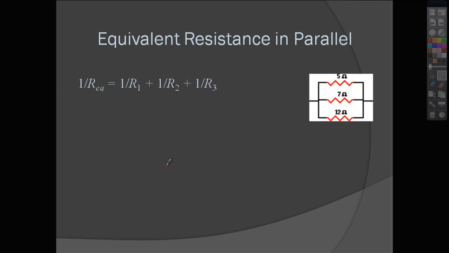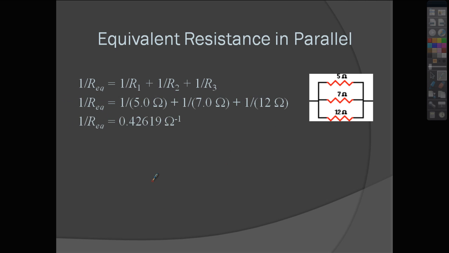Another quick example, find the equivalent resistance. So 1 over 5 plus 1 over 7 plus 1 over 12. You get something that looks like this. But remember, this is not our final answer because this is 1 over R_EQ. So you have to do 1 divided by this to find out what R_EQ is, and you get 2.3 ohms. So again, notice much lower than the individual resistors.